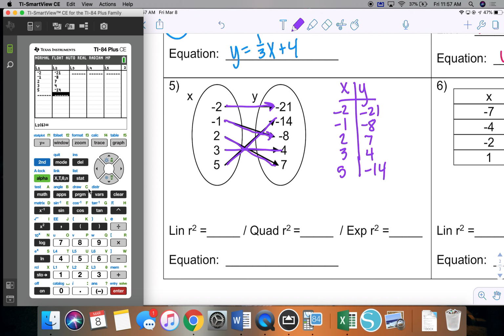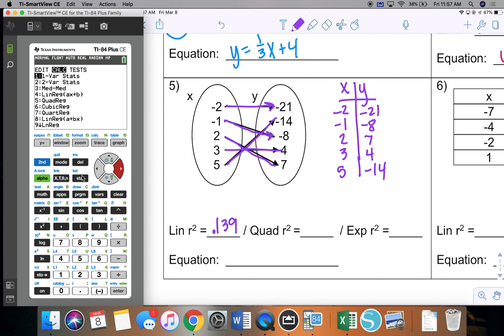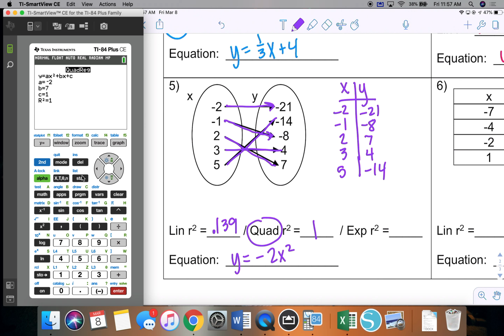Negative 14. So Stat Calc 4. My r squared value is 0.139, so that's very, very low. Remember, the closer to 0, the worse the data. So this one is very close to 0. Stat Calc 5. My r squared value is 1, so this is probably quadratic. I'm going to go ahead and write that. So a, which is negative 2x squared, plus b, which is 7x, plus c, which is 1.